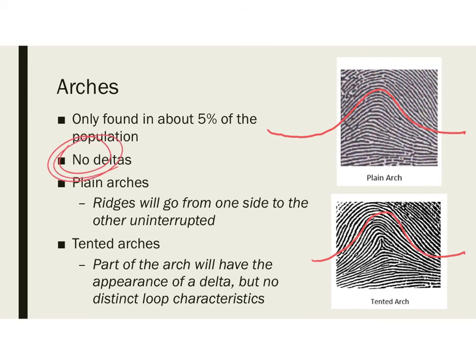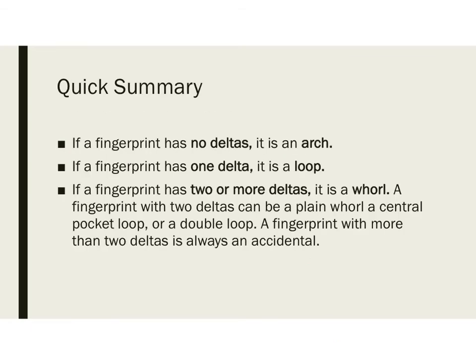This is one where you gotta be really careful because do you see right here? A lot of people wanna call that right there a delta, but it's not. Okay, it's just how the ridges formed. It appears to be a delta, but it is not classified as one. So a plain arch just kind of rolls in and out, whereas tented arches have that appearance of a delta. Okay, still coming up one side, out the other.